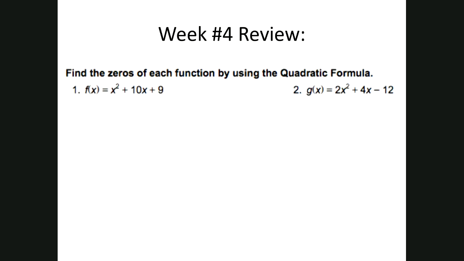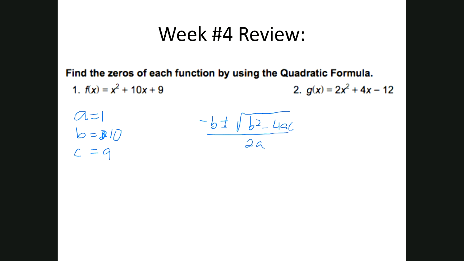Then we also talked about solving by using the quadratic formula. Let me do this one over here. A is 1, B is 10, C is equal to 9. The quadratic formula is -b plus or minus the square root of b squared minus 4ac, all over 2a. So if I plug my values in here, I end up with -10 plus or minus the square root of 10 squared, which is 100, minus 4 times 1 times 9, or 36, over 2 times a, which is 2.